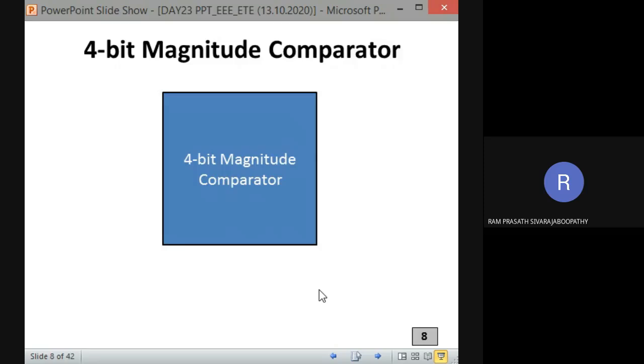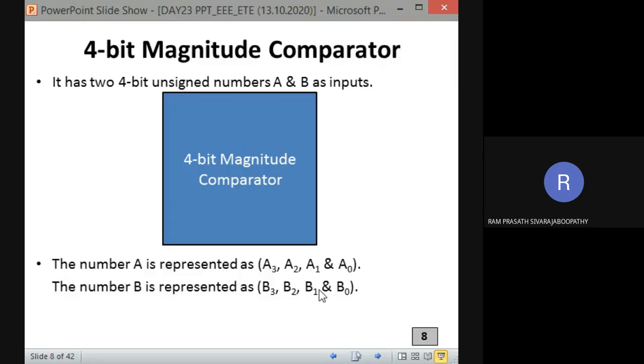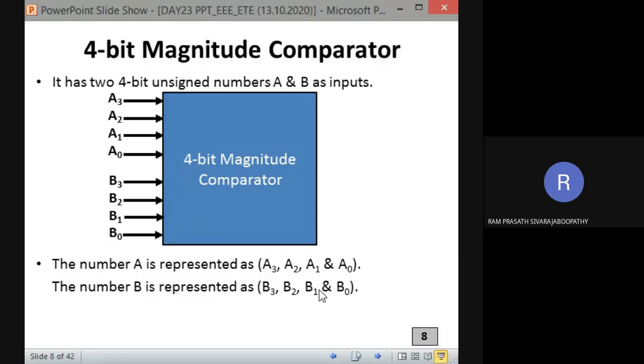So 4-bit magnitude comparator, it is going to compare two 4-bit signed numbers A and B as input. Okay. So the number A is represented as A3, A2, A1, A0. B is represented as B3, B2, B1, B0. So it looks like this. So what about the output? Number of outputs? After comparing these two numbers, what about the outputs?